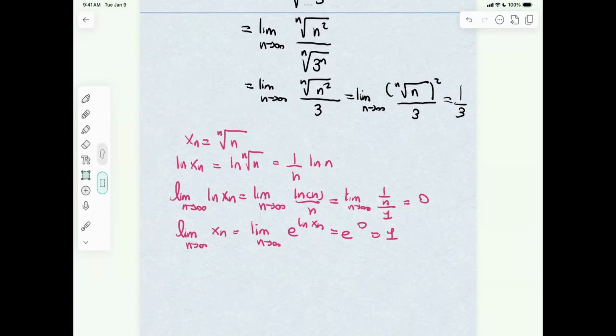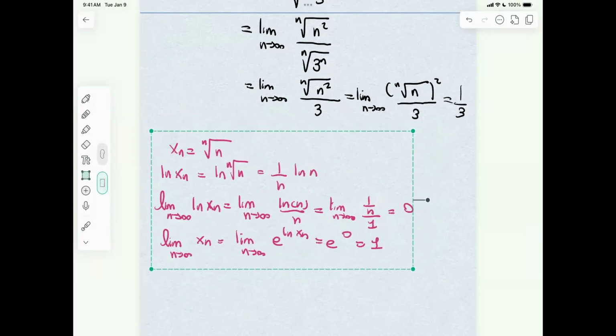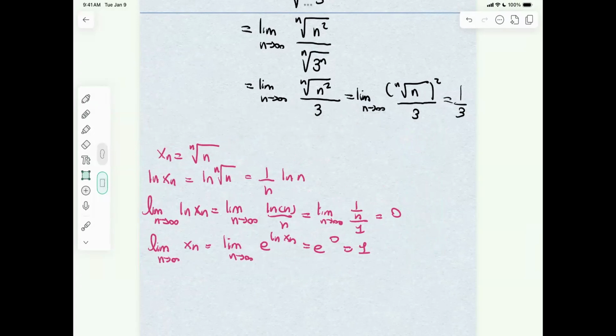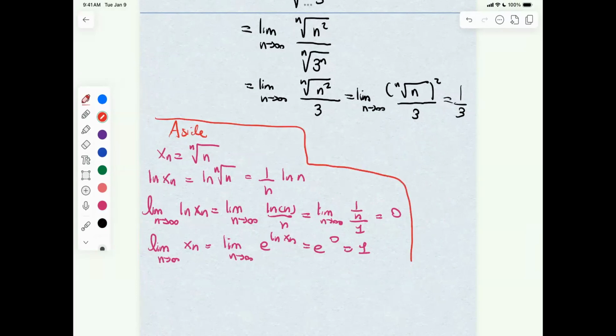So let me put this as an aside. Let's move it here. So this is an aside. It's less than 1, so there's absolute convergence because of the root test.